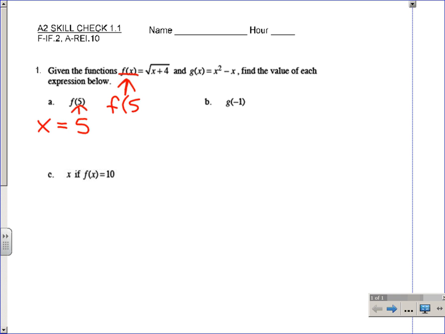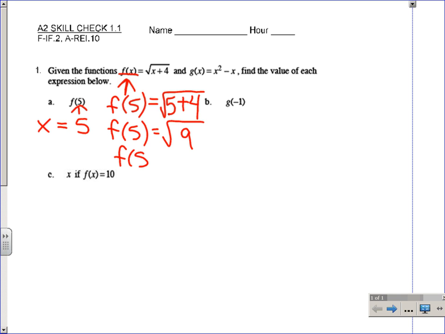F of 5, I replaced my x with 5, equals square root. I have an x underneath. Let's replace that with 5 plus 4. Okay, so we have f of 5. Let's simplify what is underneath the radical. 5 plus 4, well, that's 9. So now I have f of 5 equals square root of 9. I'm almost done. I just have to calculate the square root of 9, which I know is 3.